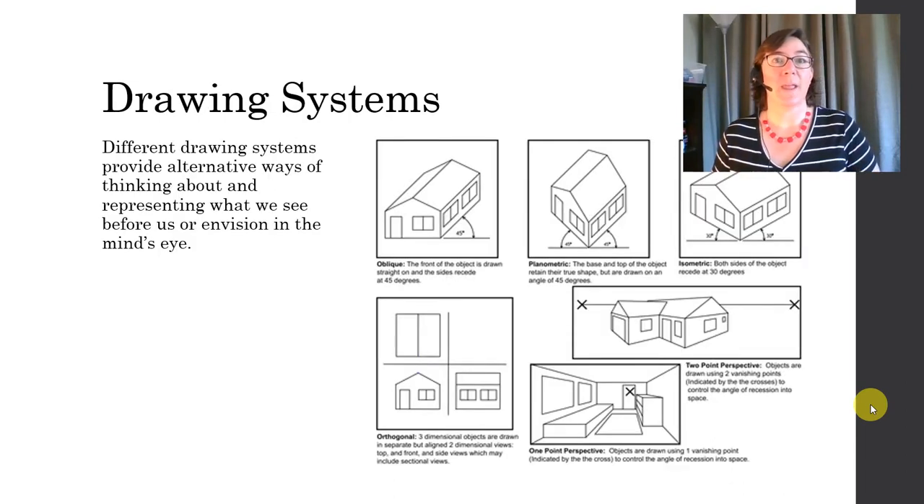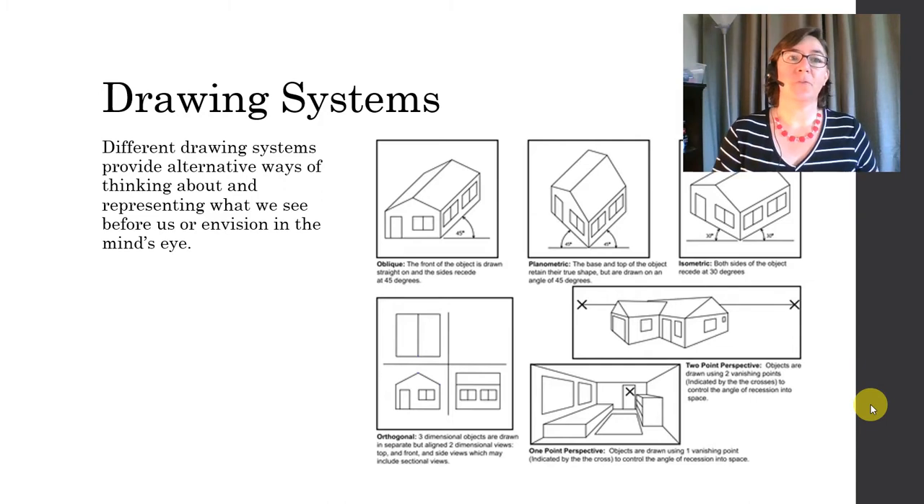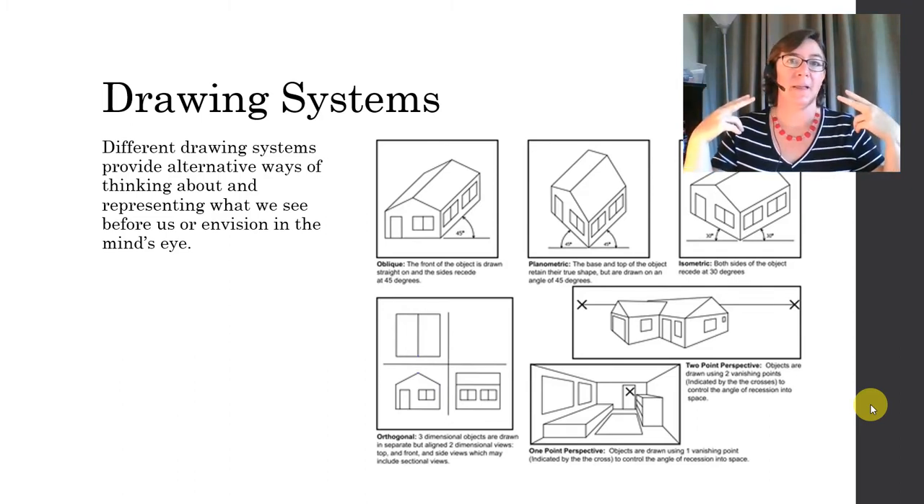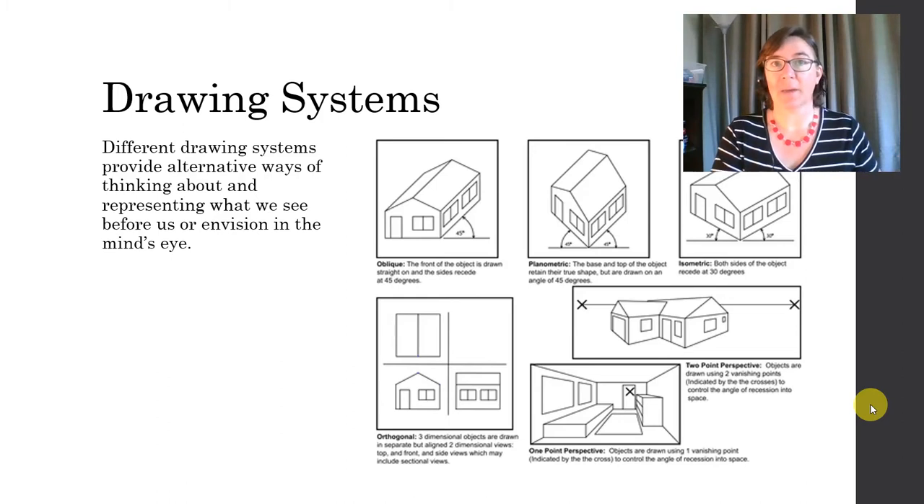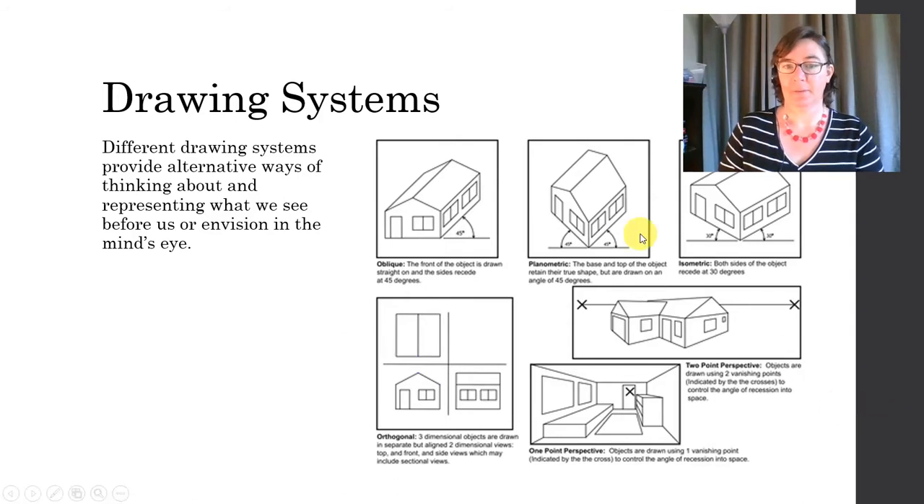There are many different ways that you can use drawings to depict your design, and all the different drawing systems provide some different ways of thinking about and representing what you see in the mind's eye. So your three-dimensional design or object can be represented in multiple different ways, and here's a couple of examples of the different drawing systems. The one we're going to be covering today is this orthogonal or multi-view drawing system.